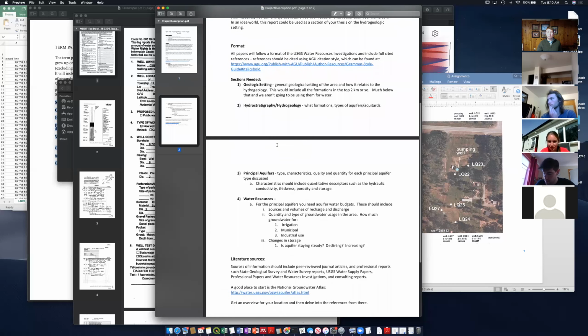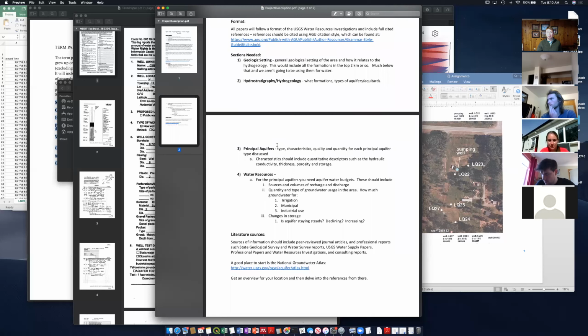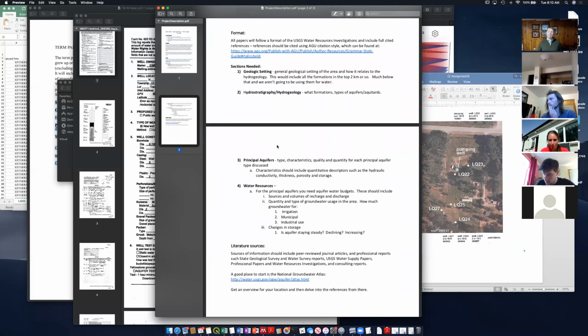All right, so the sections that you'll need to come up with. The first is geologic setting. I don't necessarily need a geologic history from the beginning of the Earth to present time. But you do need to give us enough geologic history so that we understand the formations, how old they are, what sort of environments they were deposited in, and the general history, so we understand the stratigraphy and the sequence.